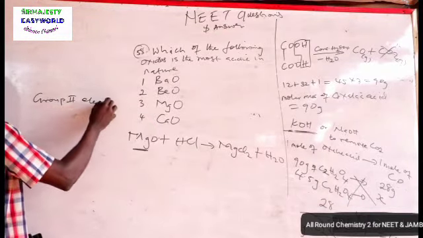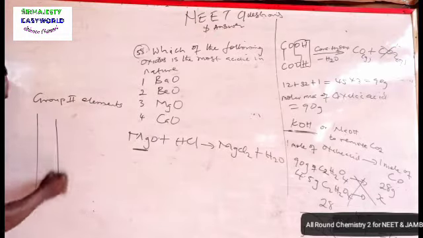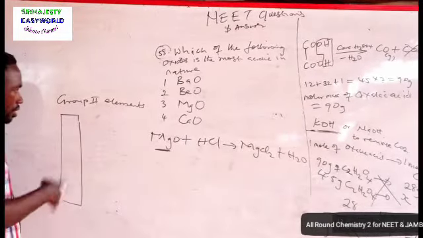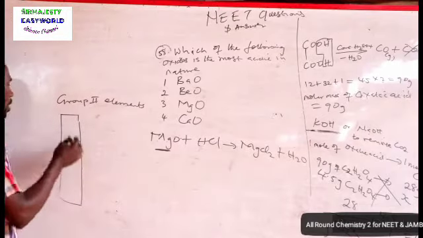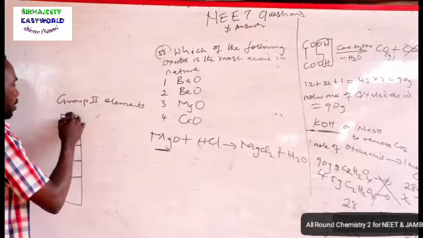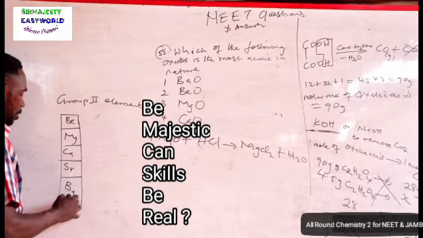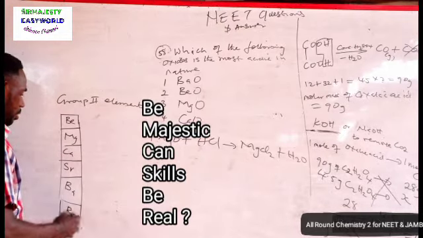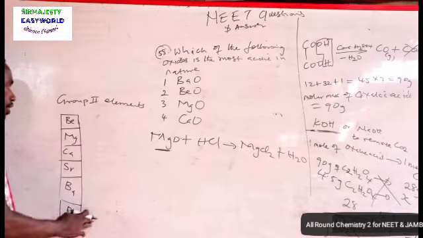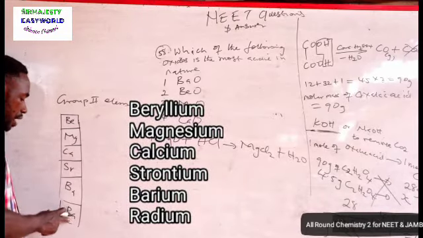Group 2 elements. Then, for you to get this question right, you have to arrange them according to the order from period 2 down to period 6 or 5. So, we have this. You can use the acronym "Be Majestic, Can Skills Be Real." Say it again: "Be Majestic, Can Skills Be Real." That's how to arrange group 2, which means beryllium, magnesium, calcium, strontium, barium, and radium.